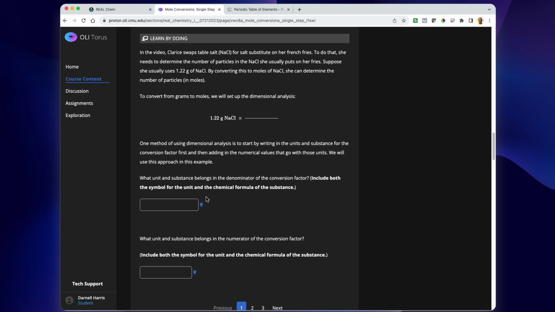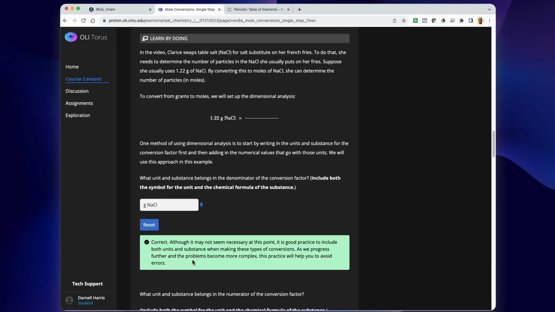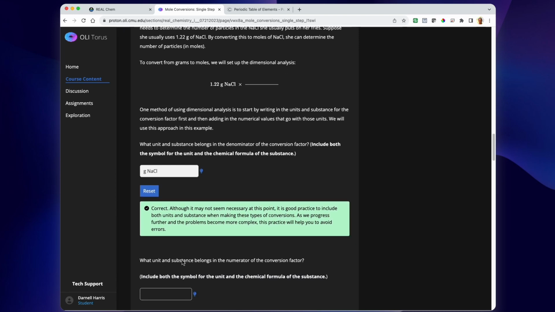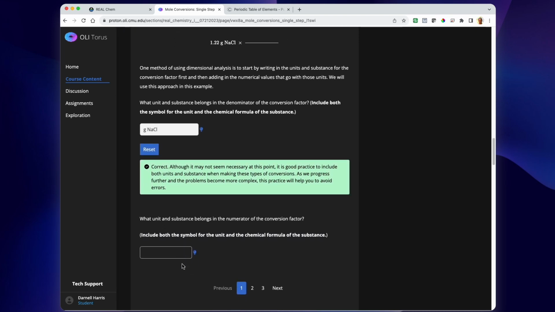I've learned about dimensional analysis already, so I know that the denominator's unit should cancel on both sides of the equation. This part is pretty straightforward. I can just put in g NaCl. Seems like the right answer. Let's find out. Oh, correct. Great. I'm getting some immediate feedback that tells me that I got the right answer and it explains a little bit about why.